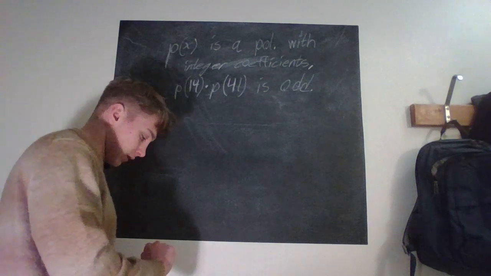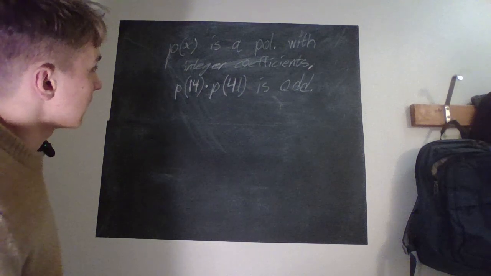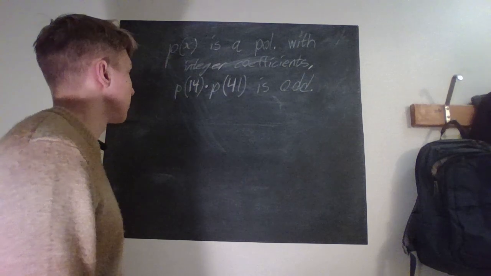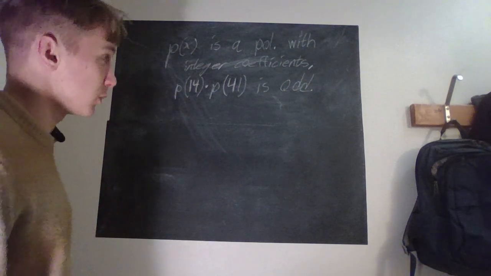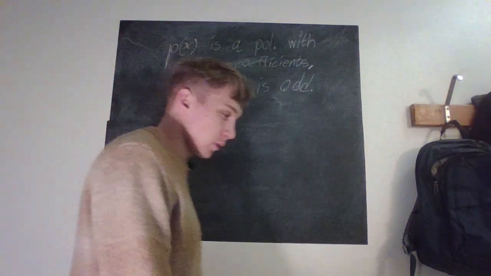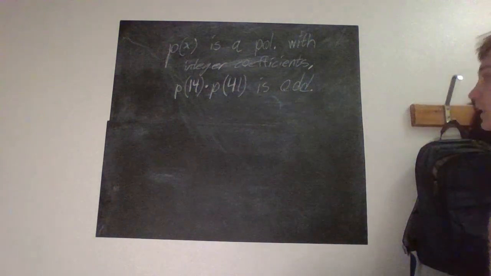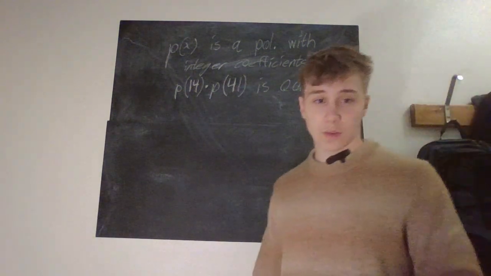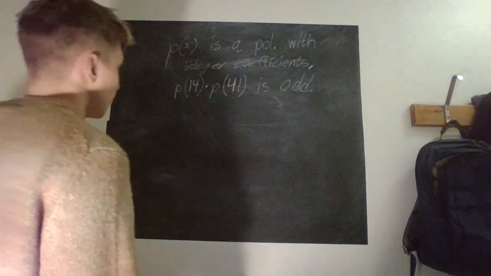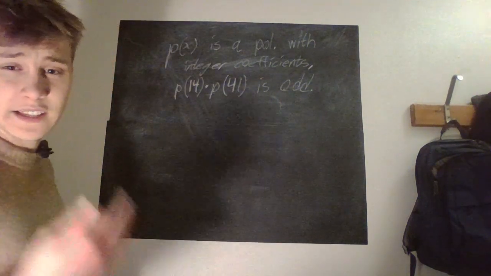Let us only think about the last statement and the first one. Okay, so if p of 14 times p of 41 is odd, and it only has integer coefficients, meaning that both are integers, what does that mean? That means that both of them are odd, right? Because anything times an even number is even. So therefore, we know that both p of 14 and p of 41 are odd.